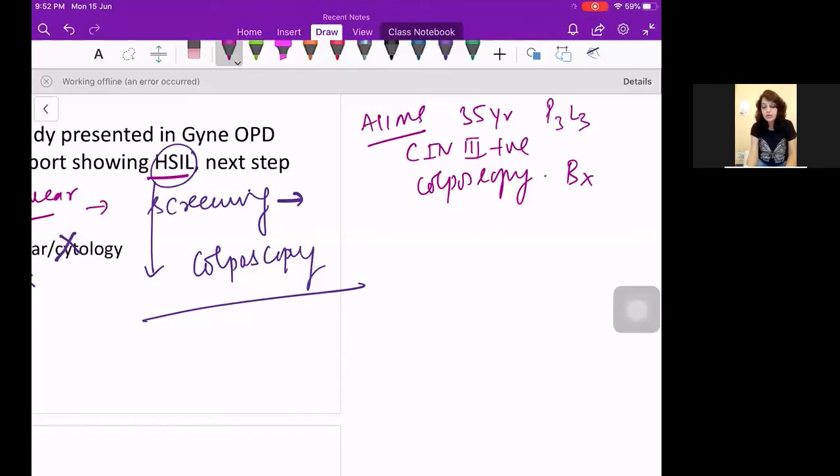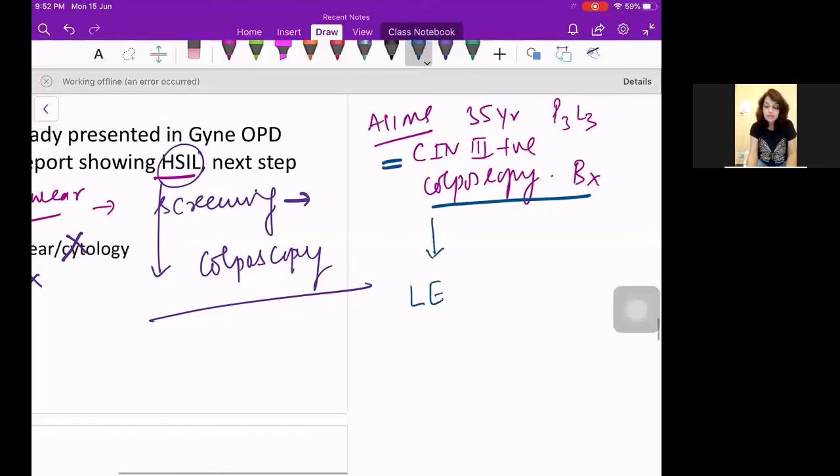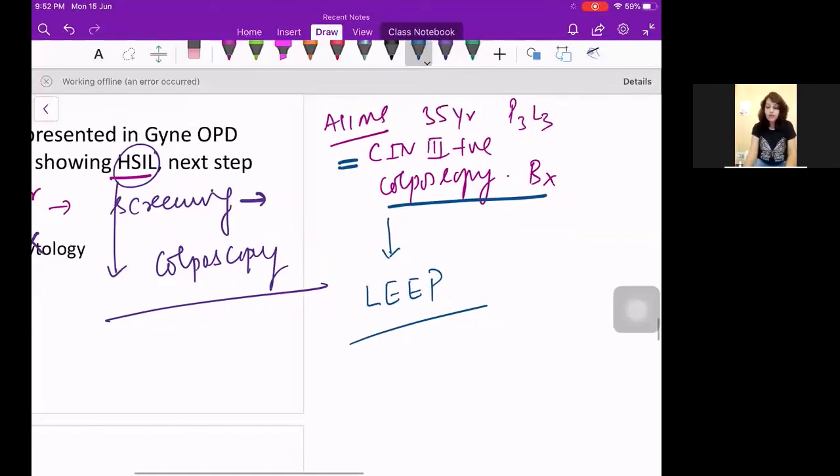So here in that question, they have already confirmed that CIN3 is the report on colposcopic directed biopsy. That means they have already confirmed it. So the best management in that case will be the LEEP. LEEP is loop electrosurgical excision procedure, where there is a LEEP instrument and a low voltage blended current is used to excise the transformation zone.